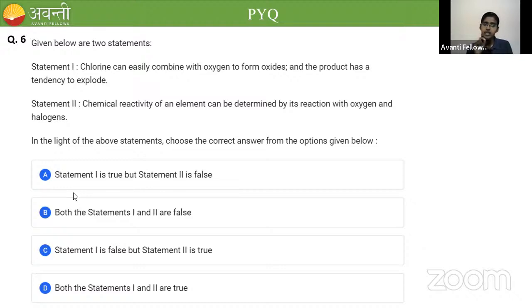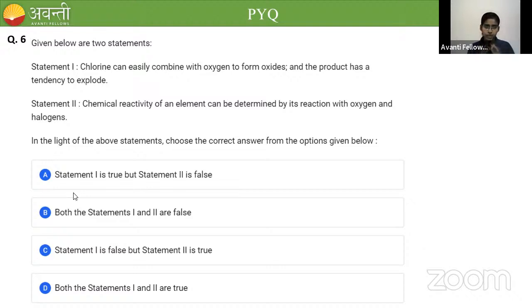So we can find out the reactivity also by the reaction between the halogen and oxygen. If you take fluorine as a halogen, when fluorine reacts with oxygen, it is highly exothermic in nature and the reactivity will be very, very high. If you take iodine, all the reactions with iodine are extremely slow. So we can find out the more reactive and less reactive elements.